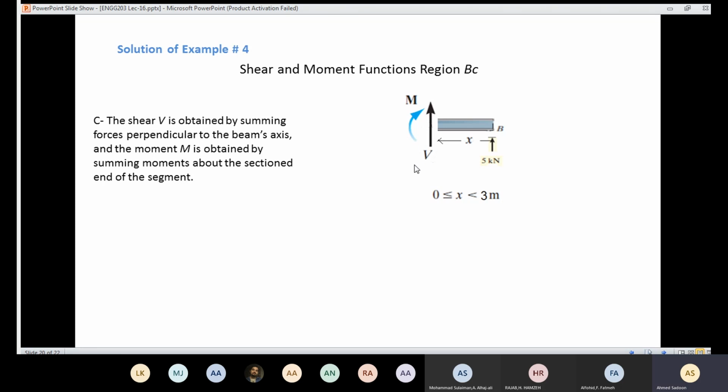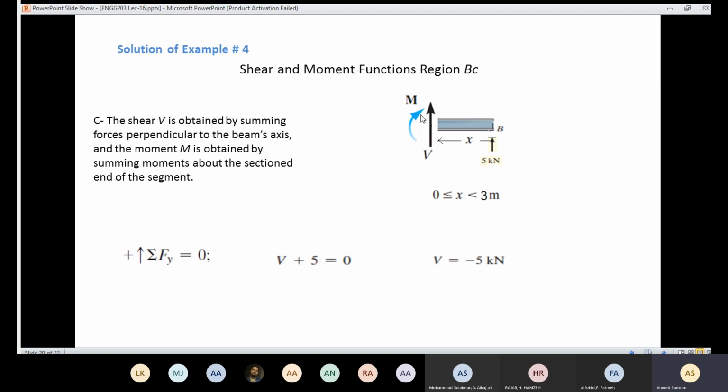In order to find the expression for V, I need to use that formula: summation of the forces in y-axis should equal 0. According to sign convention, this one is positive, and this one is positive as well. So I have V plus 5 equals 0. That means the value of the shear is going to be minus 5 kilonewton, which is a constant value.